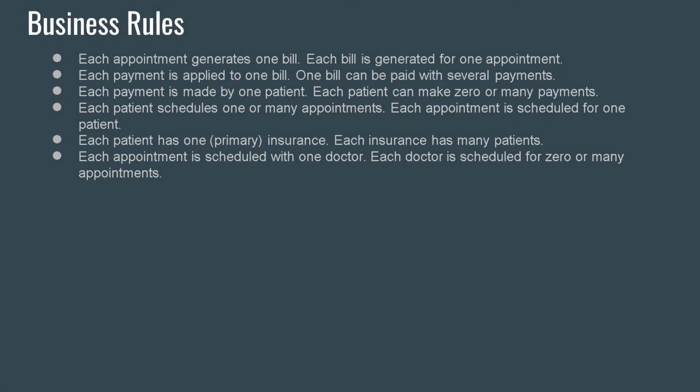The business rules for my database are as follows. Each appointment generates 1 bill, and each bill is generated for 1 appointment. Each payment is applied to 1 bill, and 1 bill can be paid with several payments. Each payment is made by 1 patient, and each patient can make 0 or many payments. Each patient schedules 1 or many appointments, and each appointment is scheduled for only 1 patient. Each patient has 1 primary insurance, and each insurance has many patients. Each appointment is scheduled with 1 doctor, and each doctor is scheduled for 0 or many appointments.